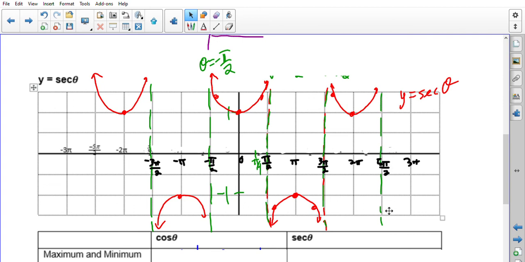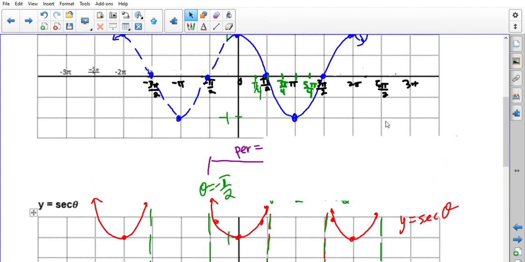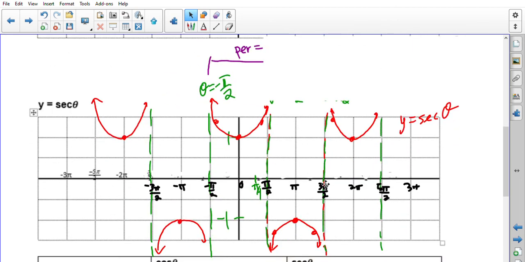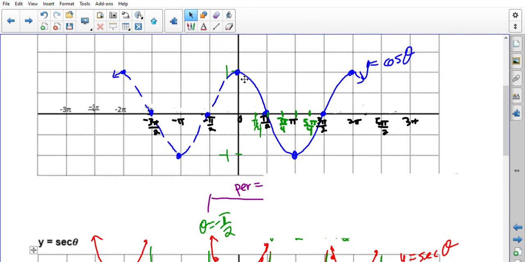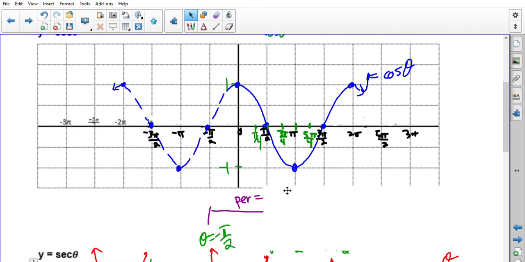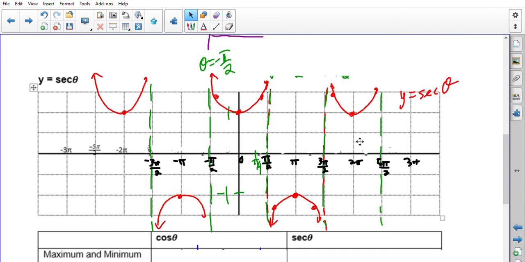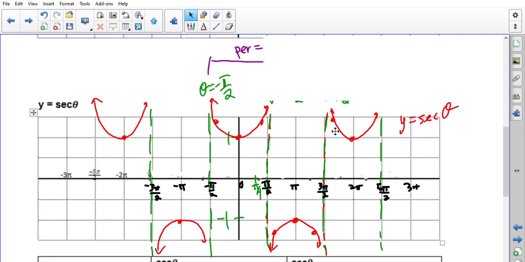Notice these VAs should be wherever there was a 0 in the originals. Wherever there was an x-intercept up here, there should be a VA down here. Wherever there was a max on cos, there should be a min on the reciprocal. There was a max at negative 2 pi, 0, and 2 pi, and we have mins there now, as you can see. So all those same characteristics are held.